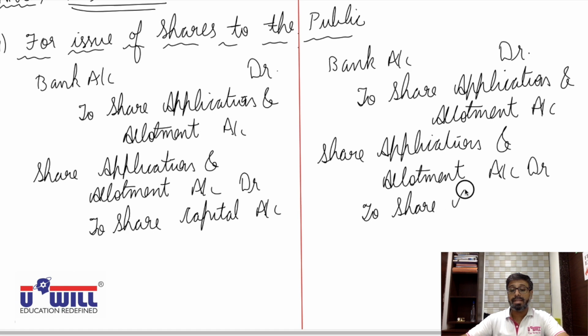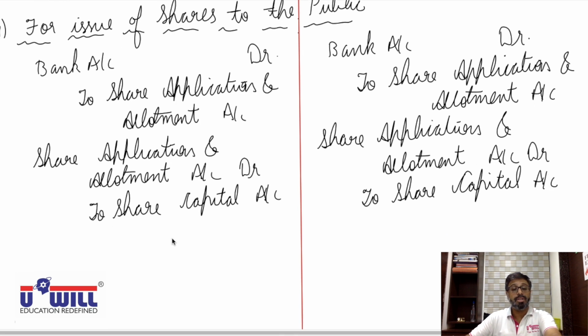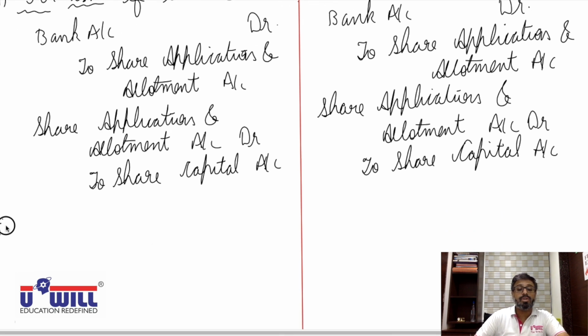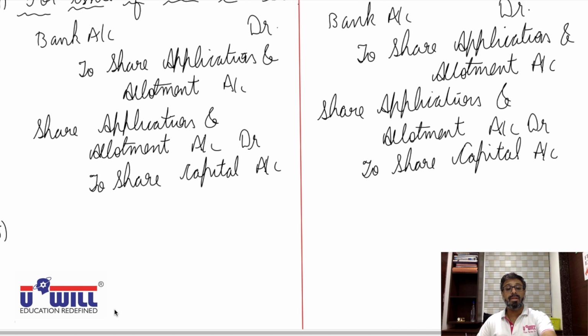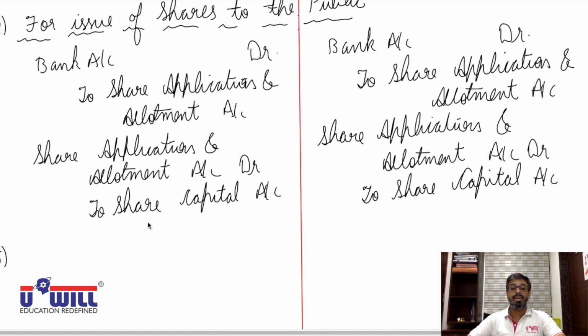So this entry remains the same irrespective of whether it is amalgamation in the nature of merger or purchase. Again, in this entry also premium can be there. Discount is not possible because when you issue shares for cash, you can issue only at par or premium. So if premium is there, then in the second entry you will credit security premium account also.